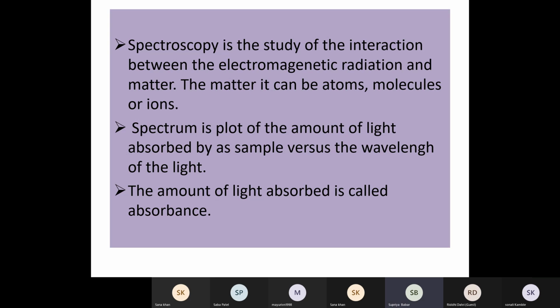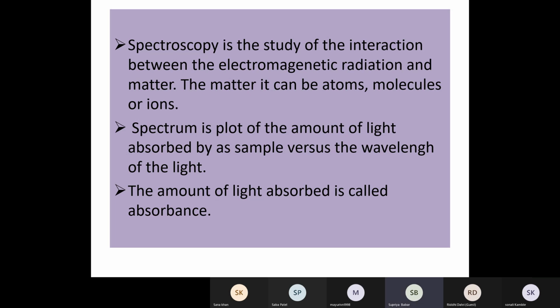Spectroscopy is the study of interaction between electromagnetic radiation and matter. The matter can be atoms, molecules, or ions. A spectrum is basically a graph or a plot of the amount of light absorbed by a sample versus the wavelength of light. And that amount of light absorbed is called absorbance.